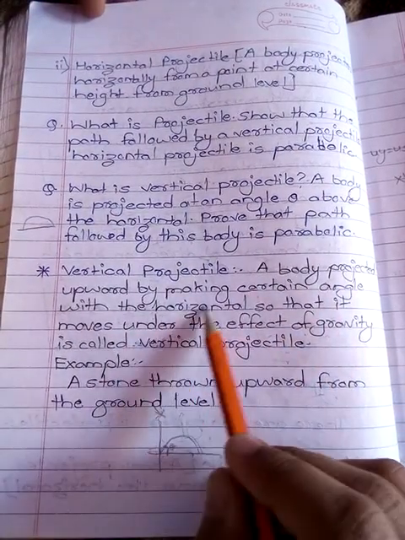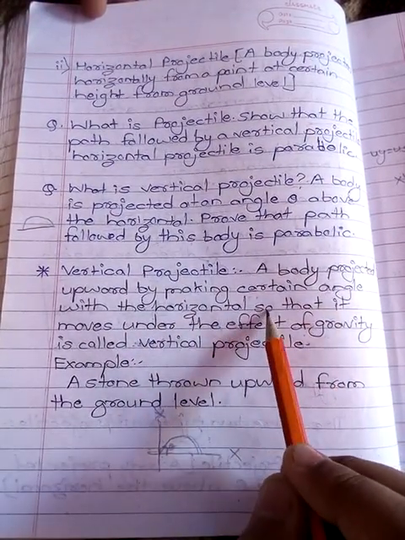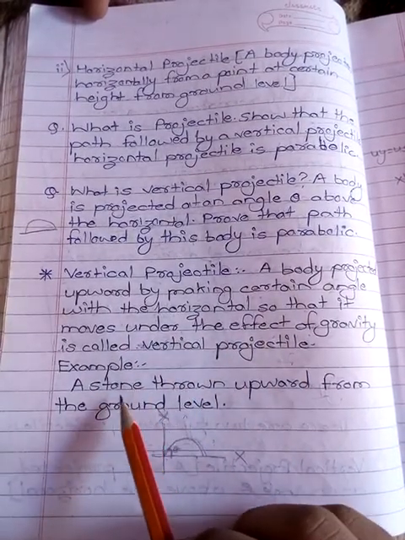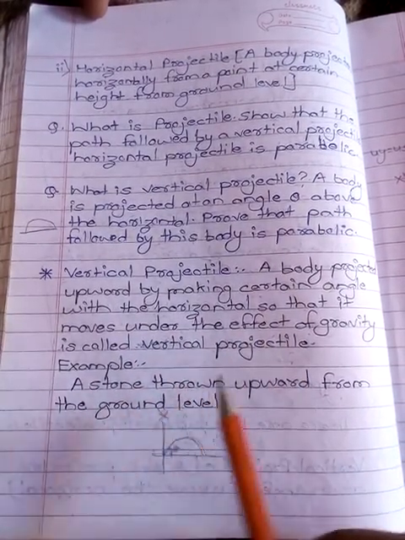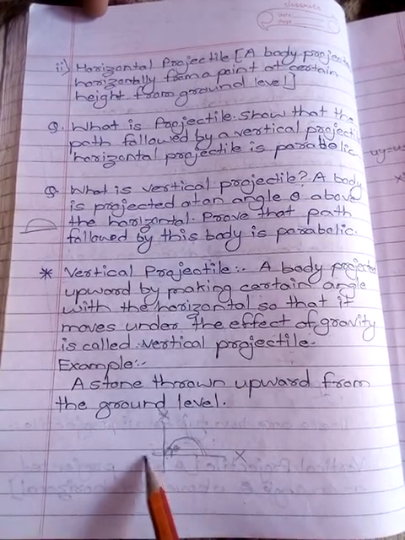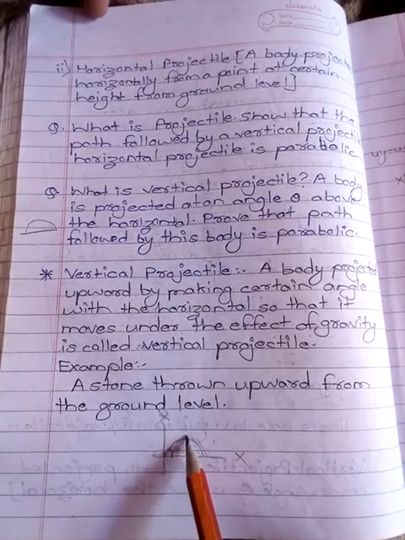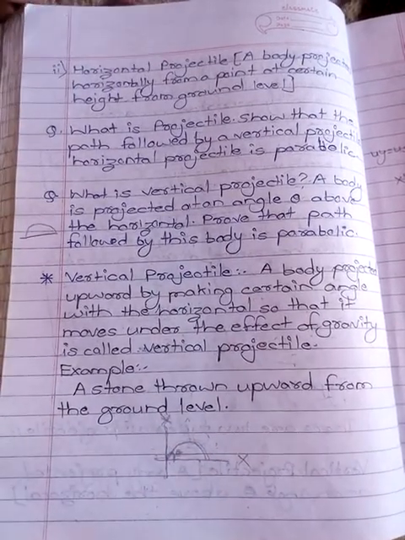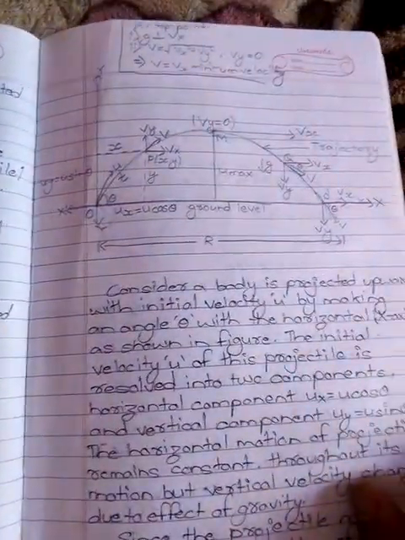A body projected upward, making a certain angle with the horizontal, so that it moves under the effect of gravity, is called a vertical projectile. Example: a stone thrown upward from the ground level. So here you can see here is the y-axis, here is the x-axis, and it will move under the effect of gravity by making an angle theta with the horizontal. So let's get to the figure now.